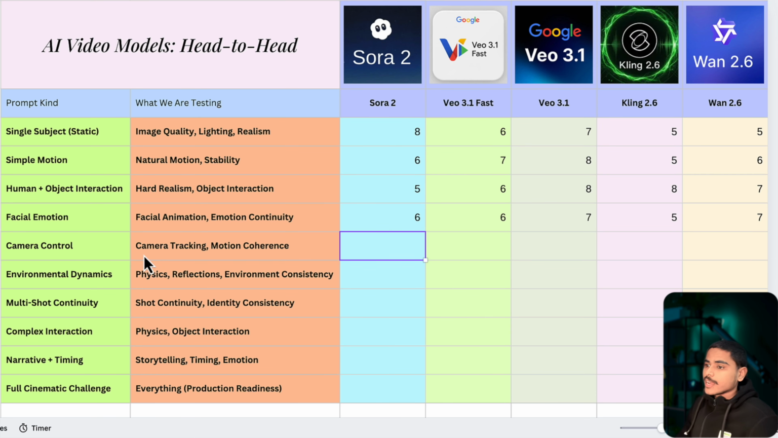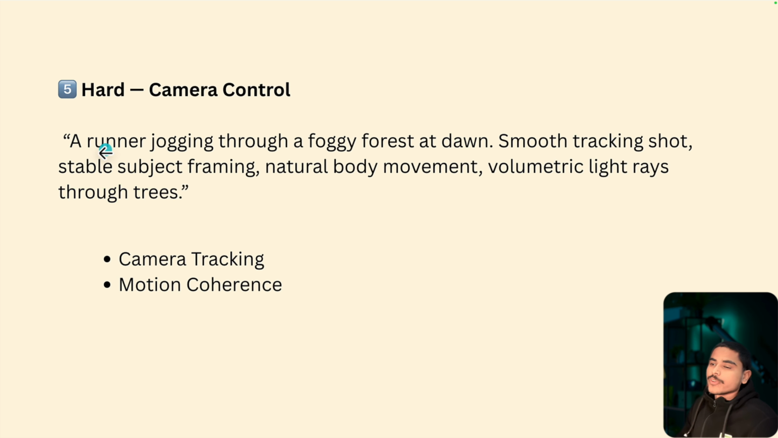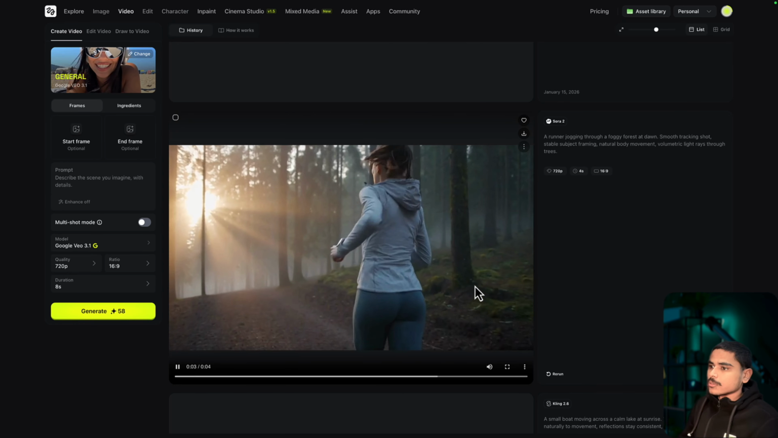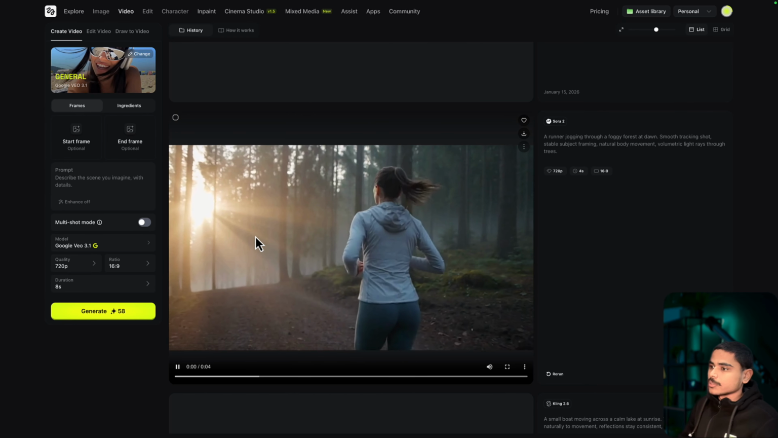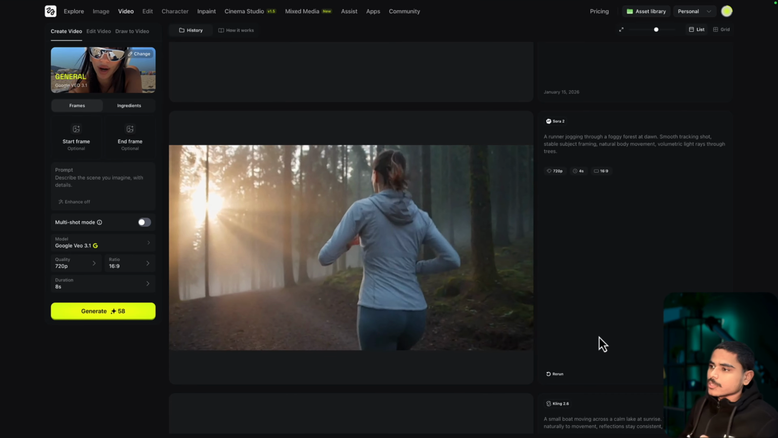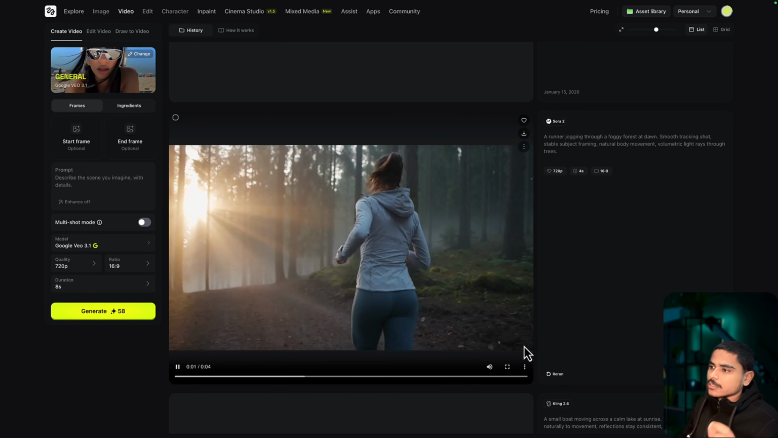Now let's test for camera tracking and motion coherence. So we will have a shot of a runner jogging through a foggy forest at dawn. We need a smooth tracking shot, stable subject framing, natural body movement, volumetric light rays through trees. Again, we'll start with Sora. Movement is good, light rays are also coming through trees, camera is also following, but if you listen to the sound, it's not actually matching the footsteps.